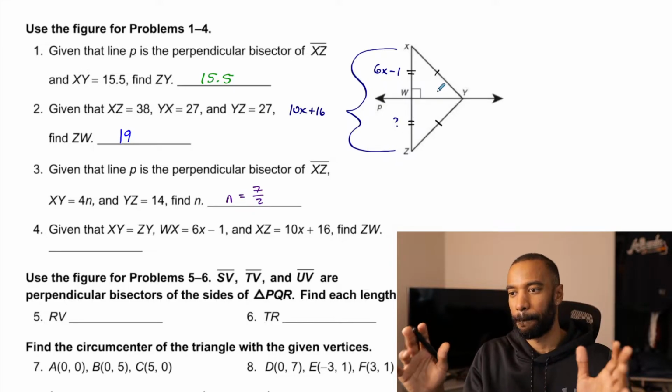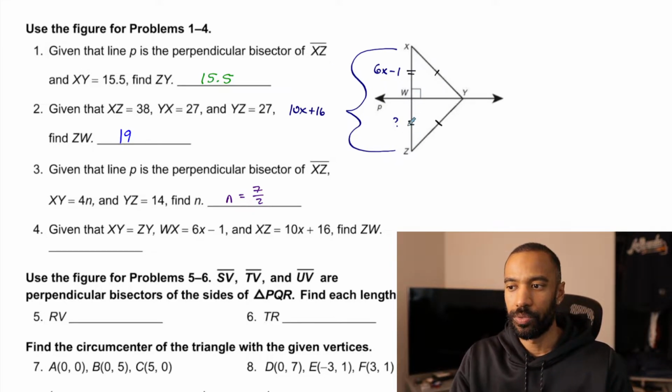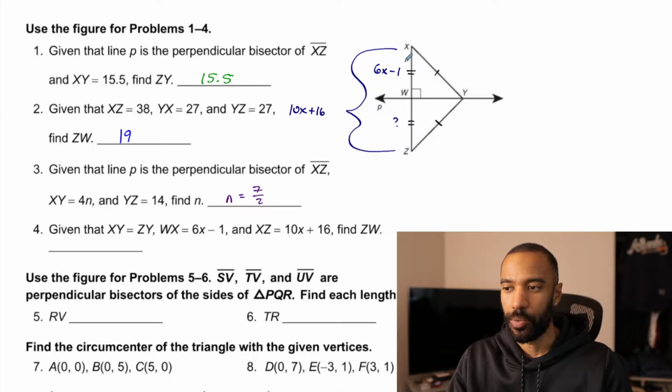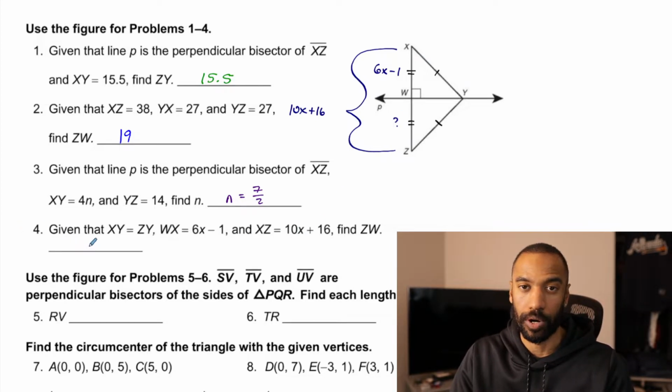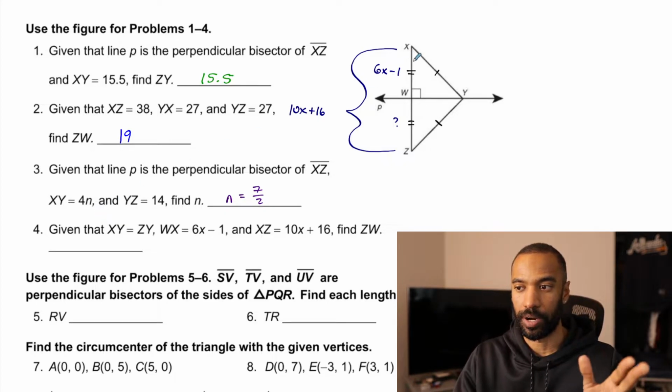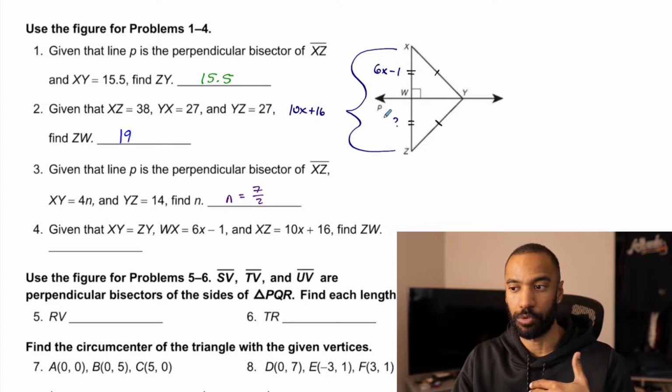Now here's the thing. ZW and WX have the same length. They have congruent segments, right? So they have the same length. We're not just going to write 6x minus 1 right here. They really want us to solve for x, plug it into something to determine what it is. But it is true they have the same length, which means we can express it the same way. That's just not your final answer. Both of these can be represented as 6x minus 1 because they're equal.